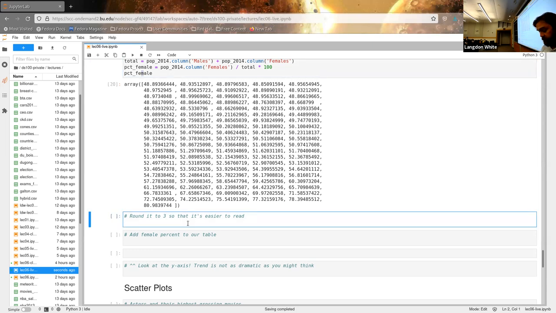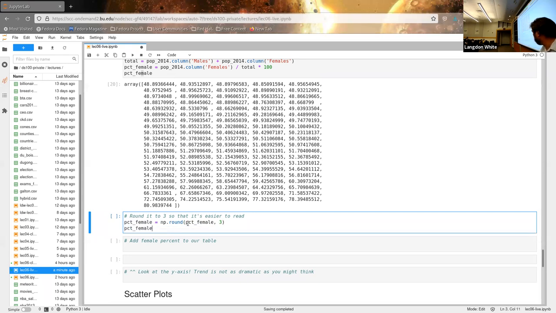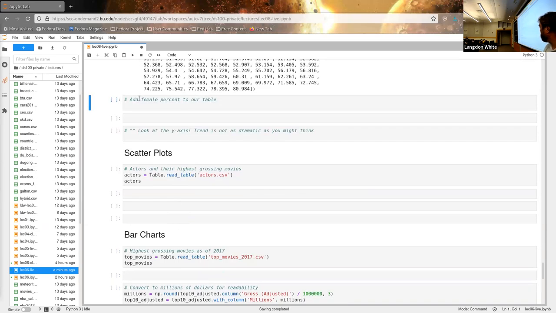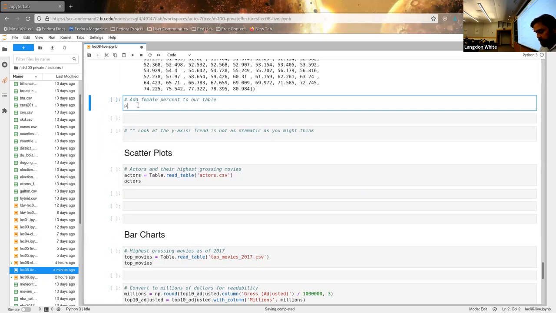So np.round. So we're just going to say pct_female equals np.round. And again, we can do nice big operations here because it's an array. And then assuming I spelled everything right, let's just print it out at the end. And so now it's just a little simpler. And now we can add that to our table, right? And we're just going to use with_column again.